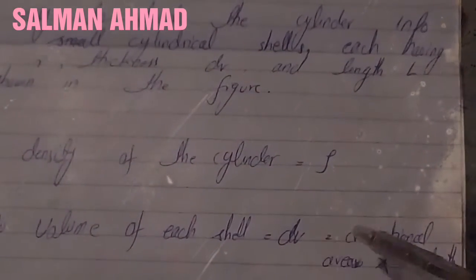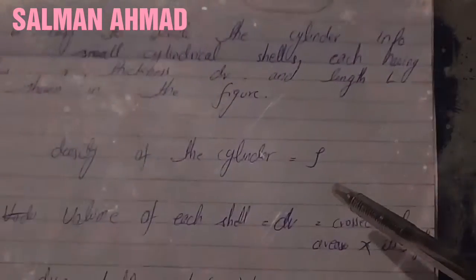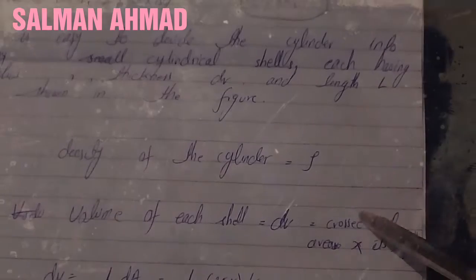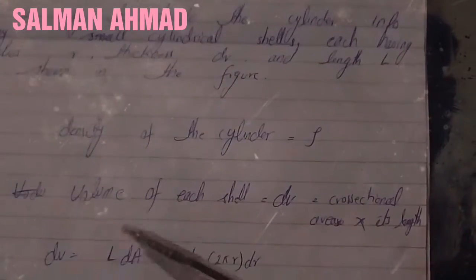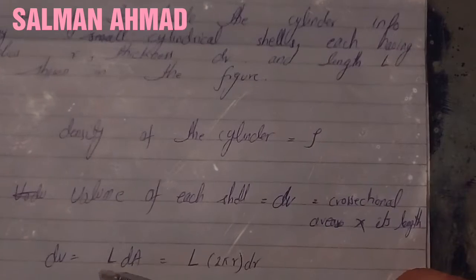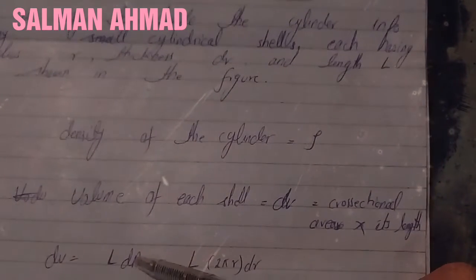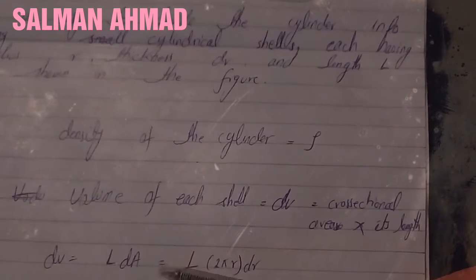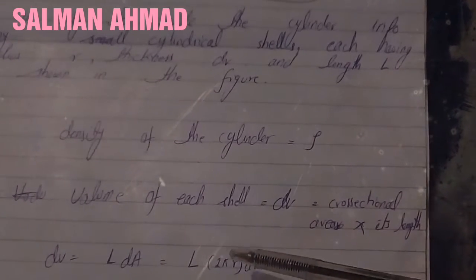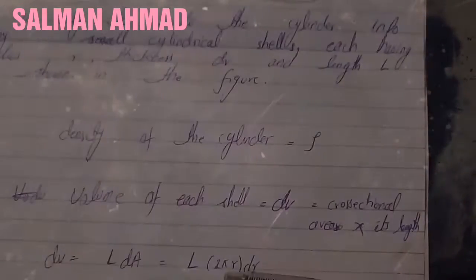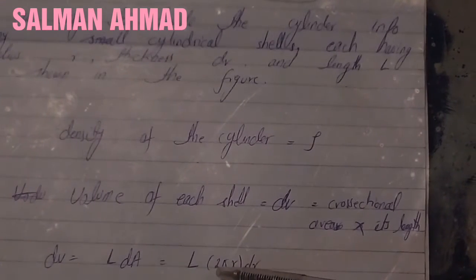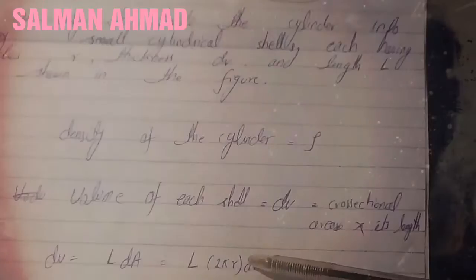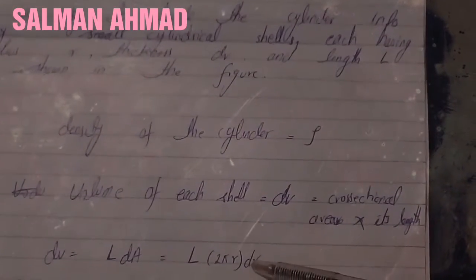Volume of the shell is dV, which is equal to cross sectional area multiplied by its length. So dV is equal to L into dA, where L is the length and dA is the cross sectional area. The cross sectional area is the circumference of that cylindrical shell, 2 pi r, multiplied with dr, the thickness of that shell.